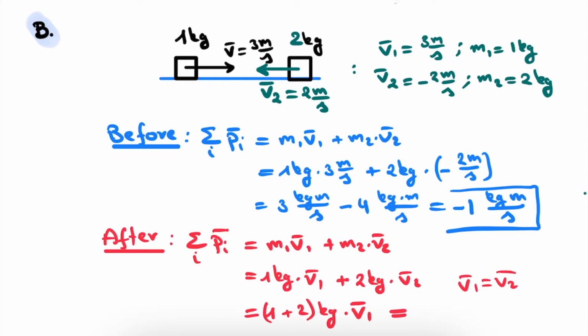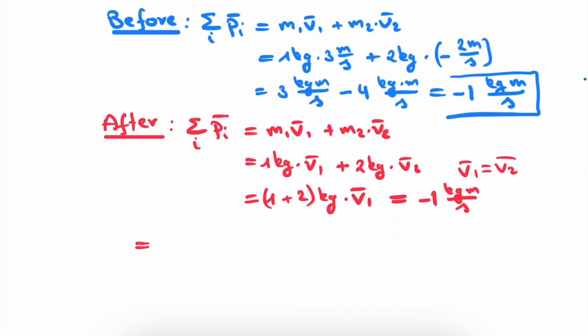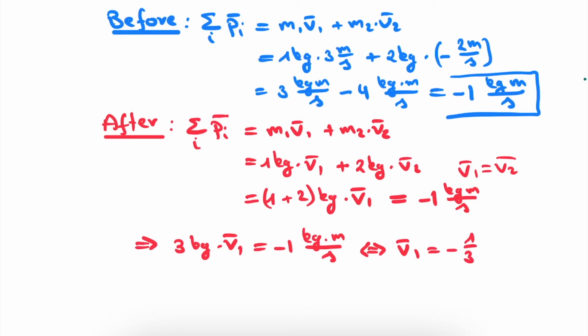And we know that due to conservation of momentum, this has to be equal to this one right here, so minus 1 kilogram meter per second. Now we have an equation that we can already solve. We find that 3 kilograms times our unknown velocity is equal to minus 1 kilogram meter per second. Moving this 3 kilograms to the other side, v1 is equal to minus 1 over 3 meters per second, where we already cancelled out the unit of mass, kilogram.